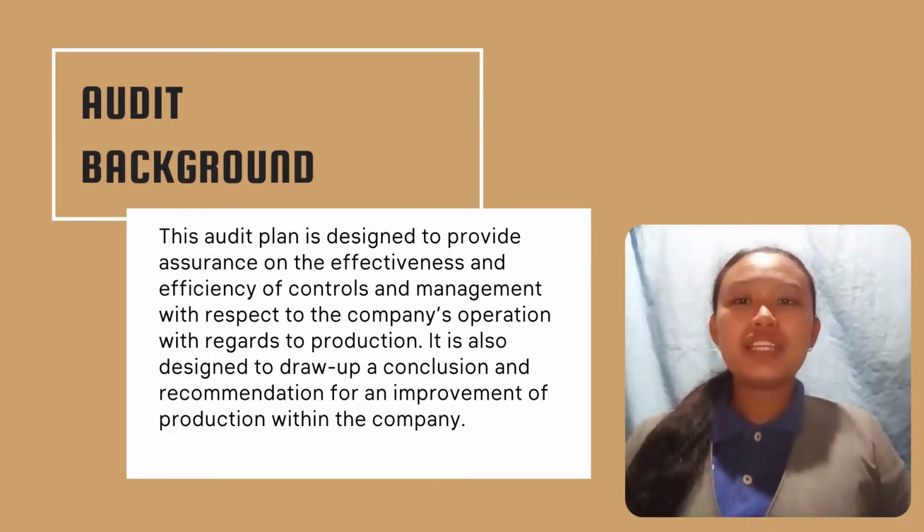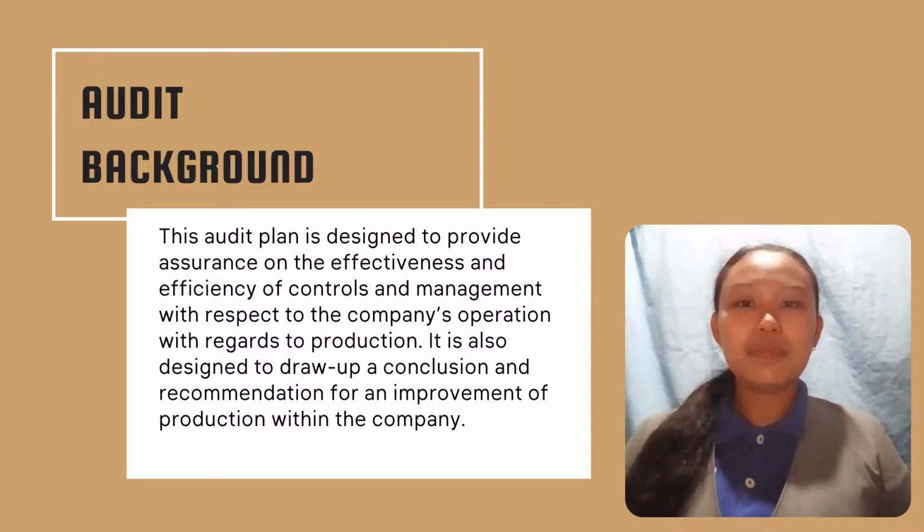The first topic is the background of the audit. This is an operational audit plan designed to provide assurance on the effectiveness and efficiency of controls and management with respect to the company's operation with regards to production. Furthermore, it is also designed to provide assurance to the management by providing conclusions and recommendations for the improvement of the company's processes.